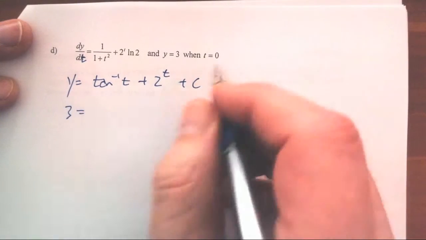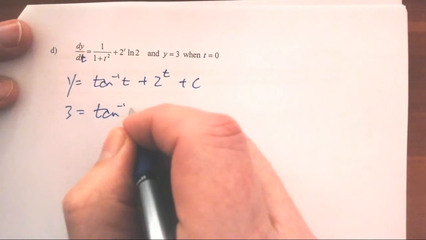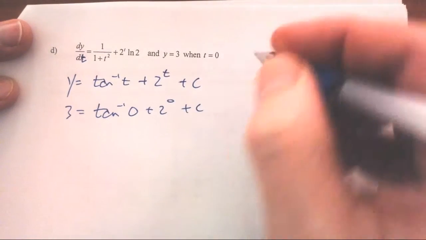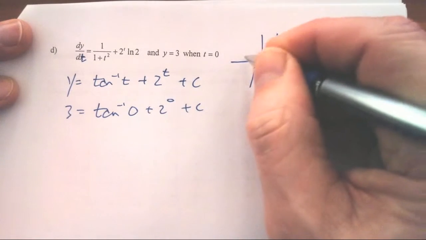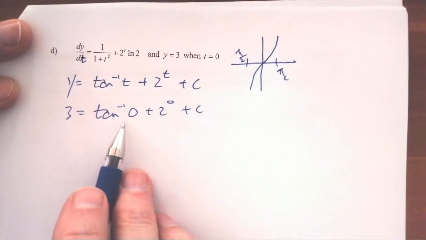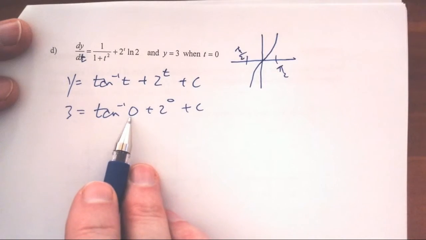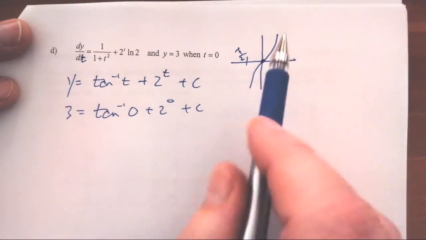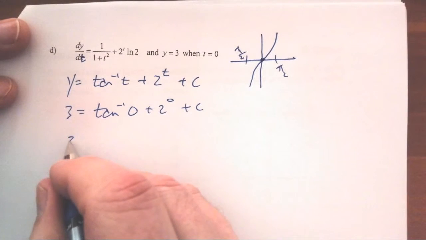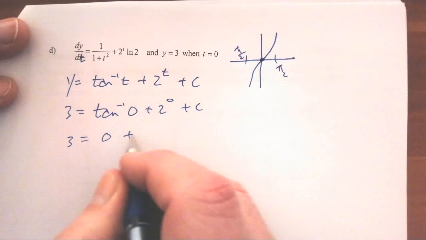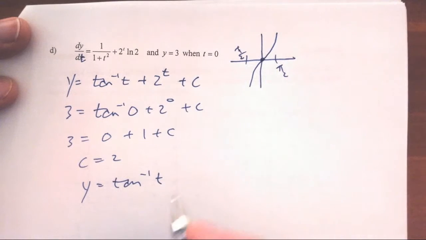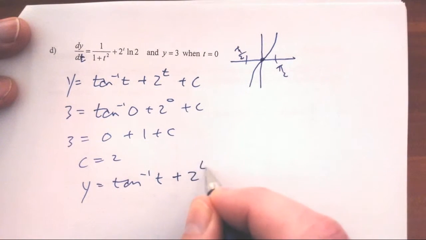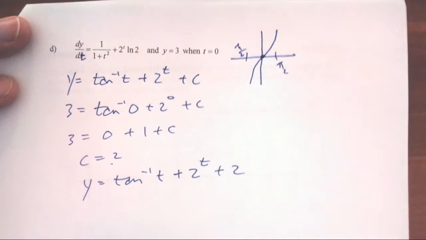Y is 3 when t is 0. Now the graph of tangent, I remember it looks like this, between pi on 2 and negative pi on 2. And this isn't saying what is tangent is 0, it's saying when is the tangent's height 0. The tangent's height is 0 at 0. So we get 3 equals 0 plus, careful, 1 plus c. C is 2. Final answer, y equals tangent inverse t plus 2 to the t plus 2.